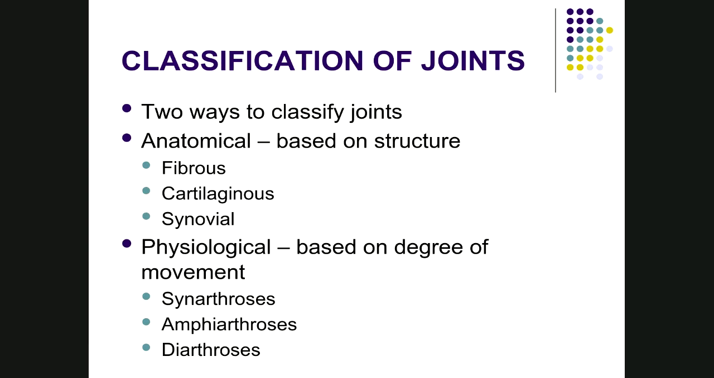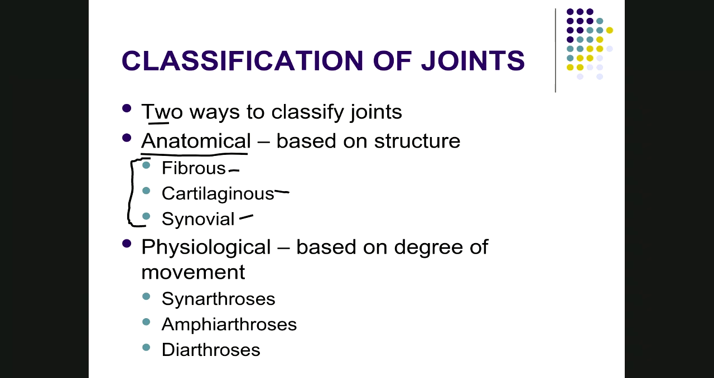Well, just like we've done a bunch of times before with other systems, we're going to classify joints. And remember, this is anatomy and physiology, so there are going to be two ways to classify joints. One is an anatomical way, and remember, anatomical is all about structure. When you look at a joint and see what the structure is, that's an anatomical classification. And there are three of these: fibrous joints, cartilaginous joints, and synovial joints.